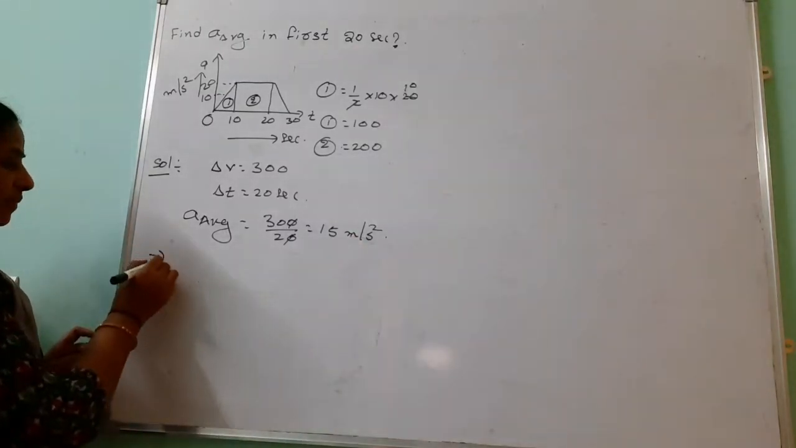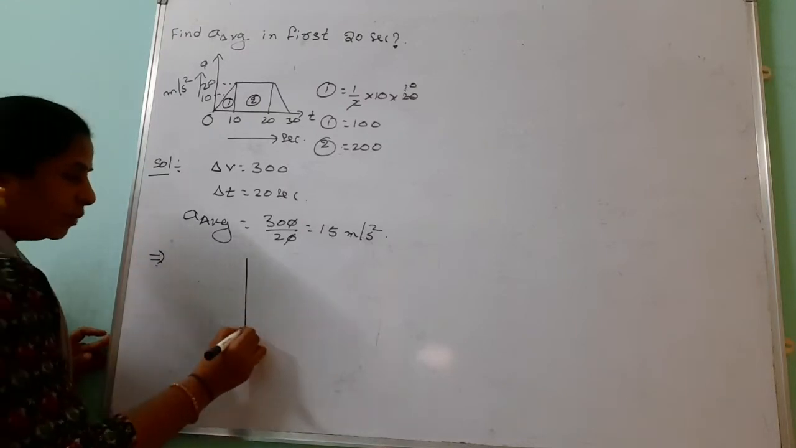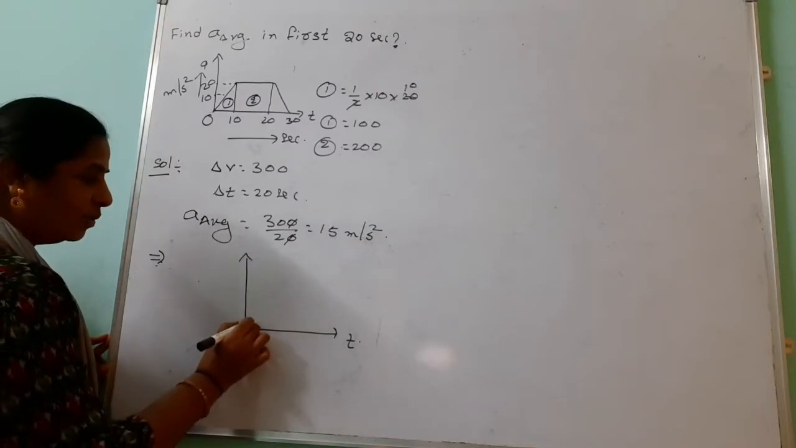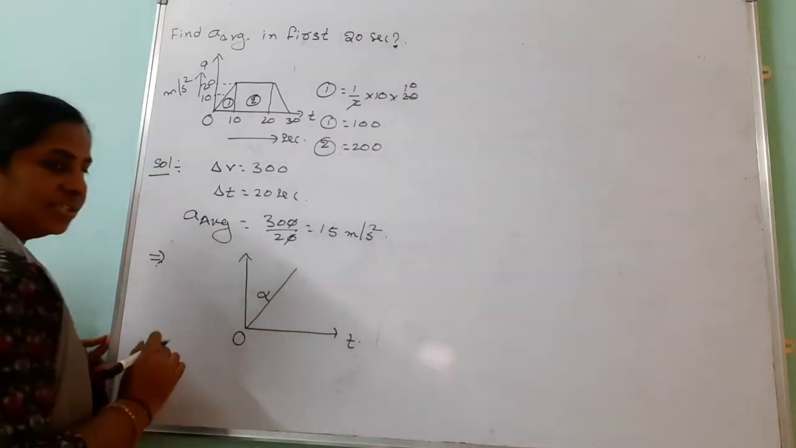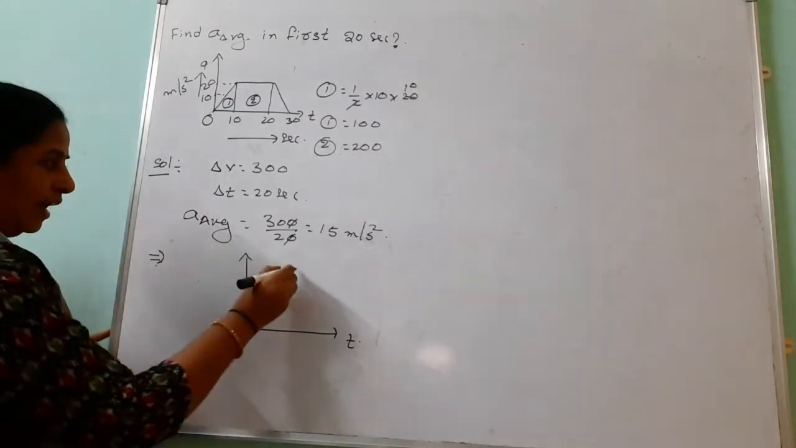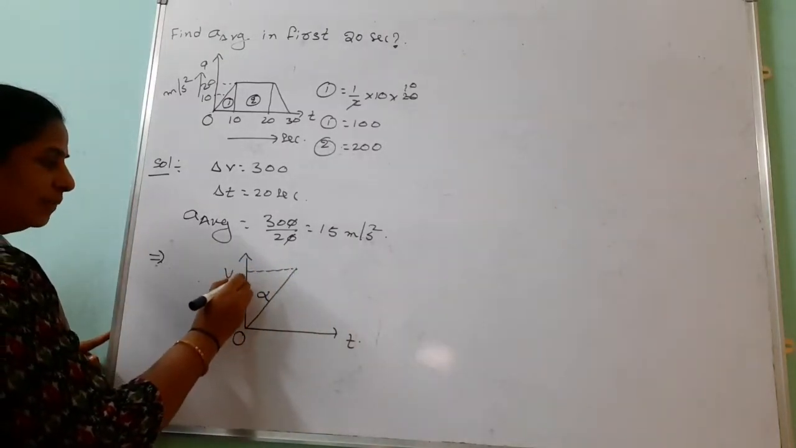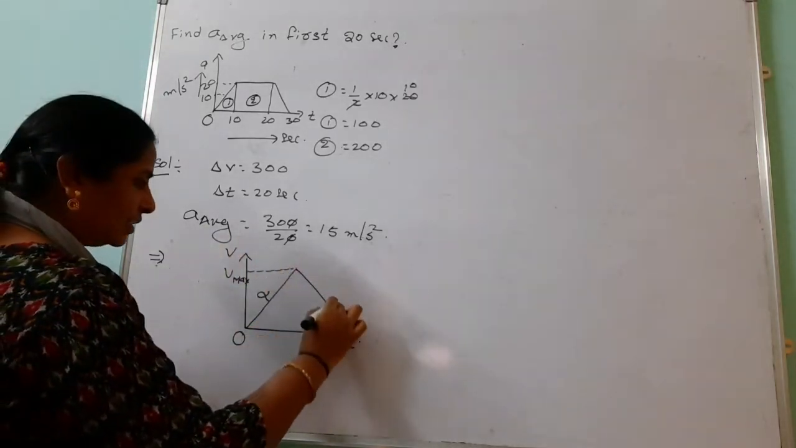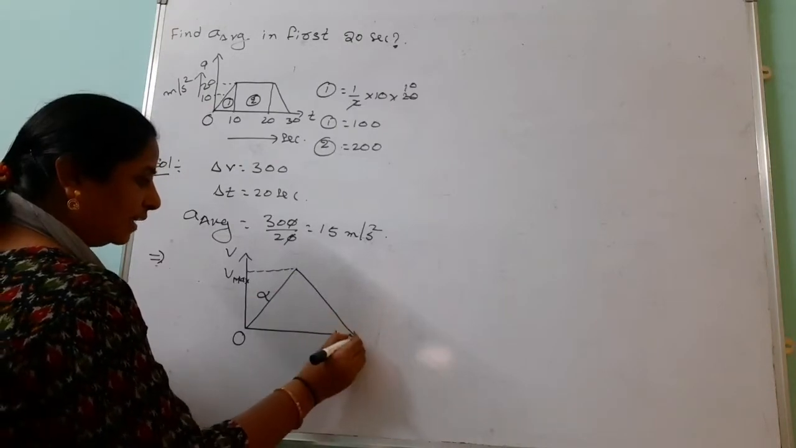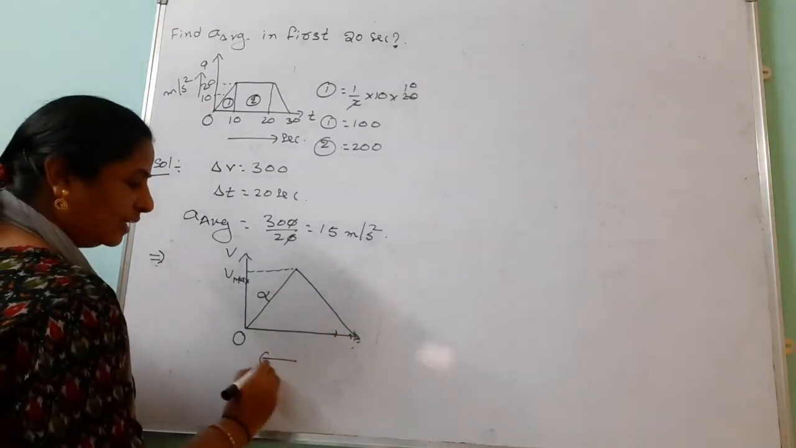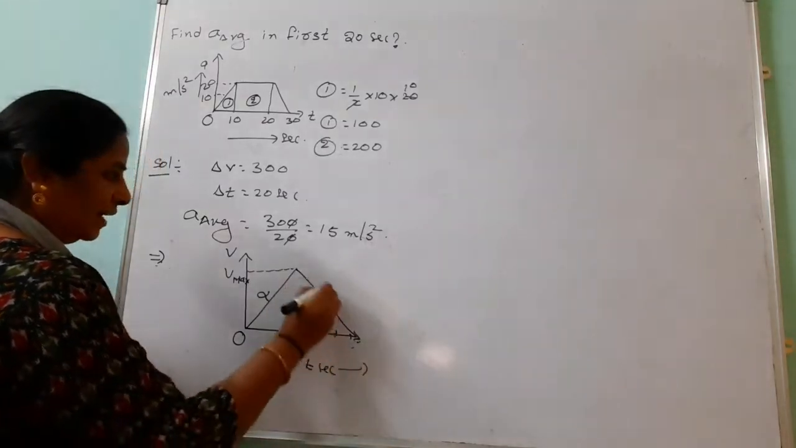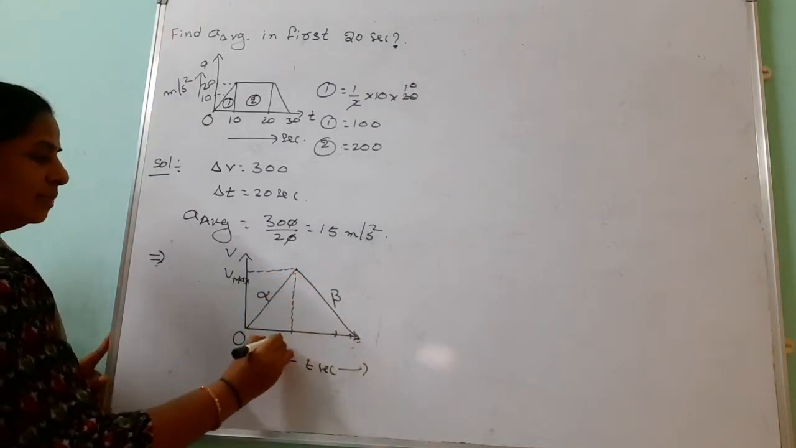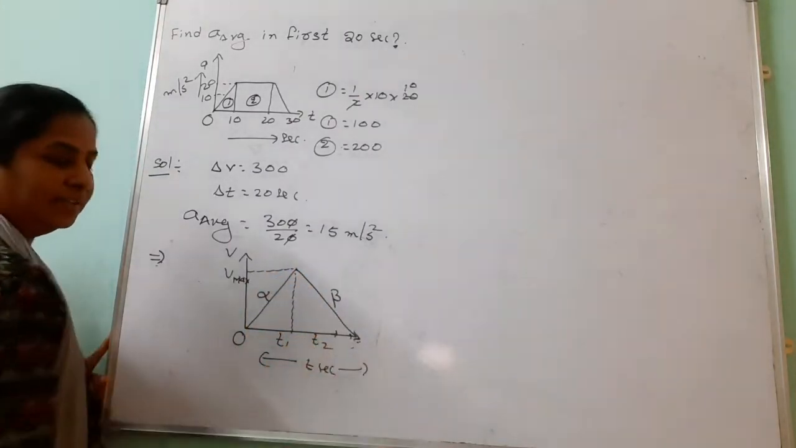Like that, we do one more problem. Here there is a car starting from rest and moving with a constant acceleration alpha. After reaching the maximum velocity, it decelerates at a constant rate beta. The total time is T seconds. Now we split the graph: this part we consider t1, this part we consider t2.